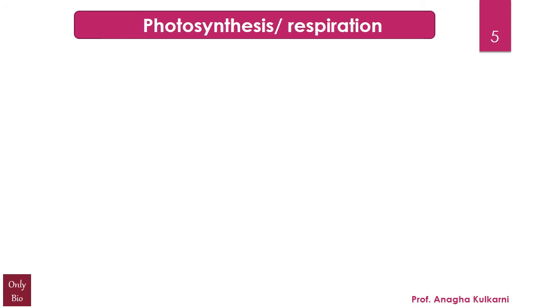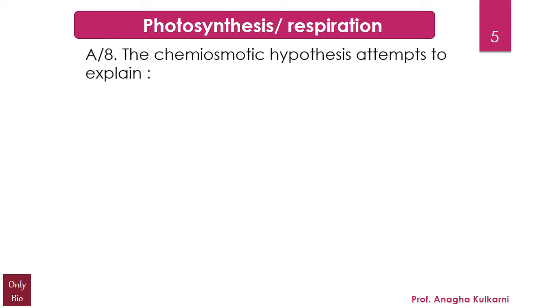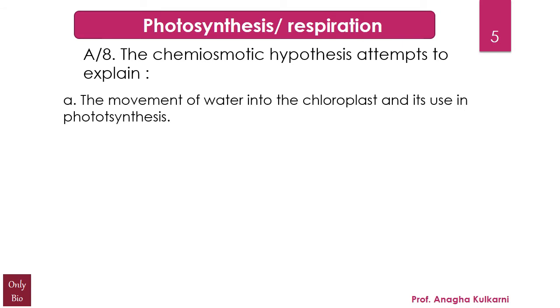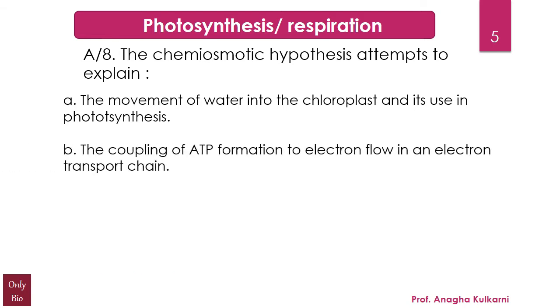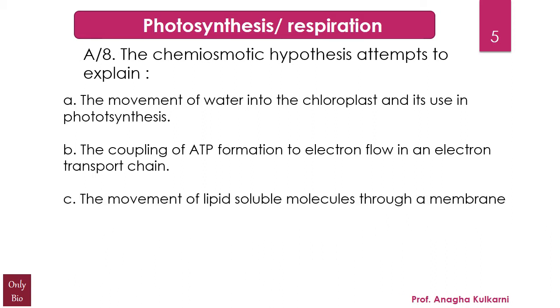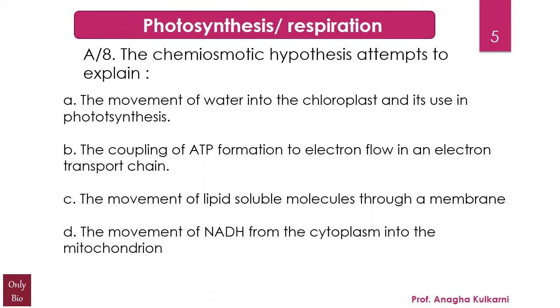Question number 8 relates with both the chapters photosynthesis and respiration. The question is, the chemiosmotic hypothesis attempts to explain dash, and your options are A. The movement of water into the chloroplast and its use in photosynthesis. B. The coupling of ATP formation to electron flow in an electron transport chain. C. The movement of lipid-soluble molecules through a membrane. D. The movement of NADH from the cytoplasm into the mitochondrion.